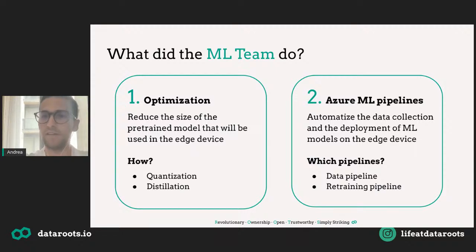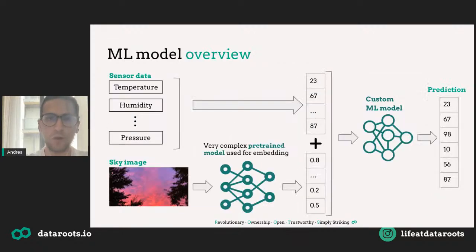But first of all, I think it's important to give you a general overview of the machine learning model. We start from the data collected by the edge device. We can split this data into two different categories. We have the 6 weather features, for example, the temperature, the humidity, and the pressure recorded at that timestamp. And then the edge device can also capture an image of the sky. Regarding the sensor data, it is easy because it's already represented by numbers, but we need to add an intermediate step to preprocess the image.